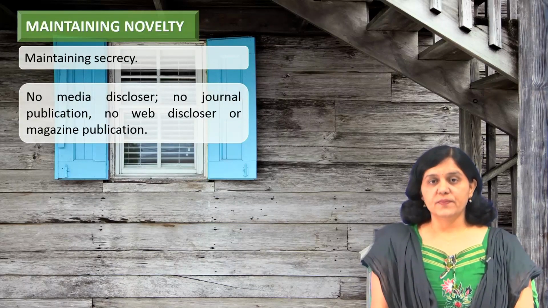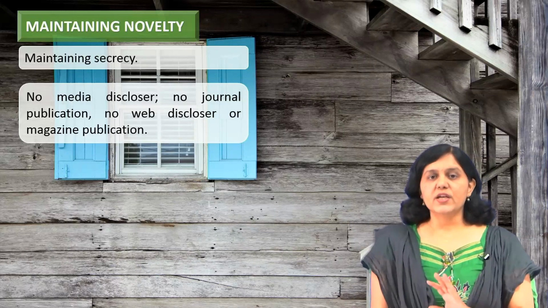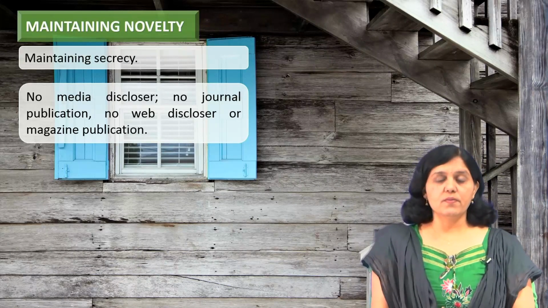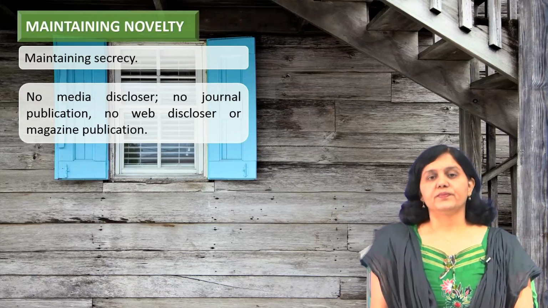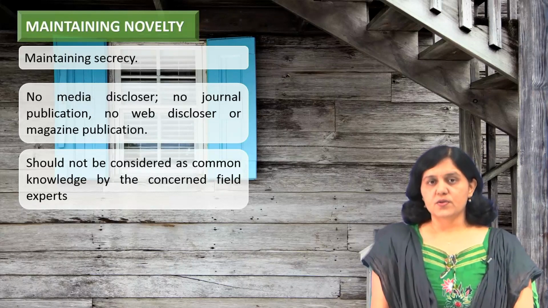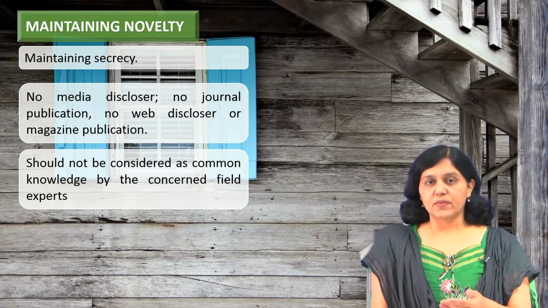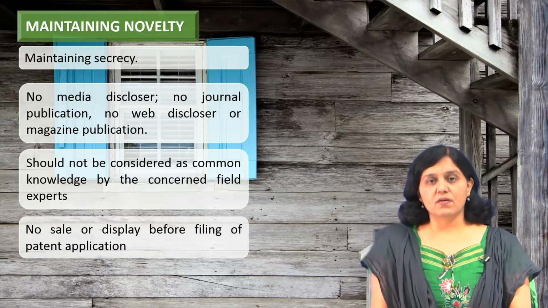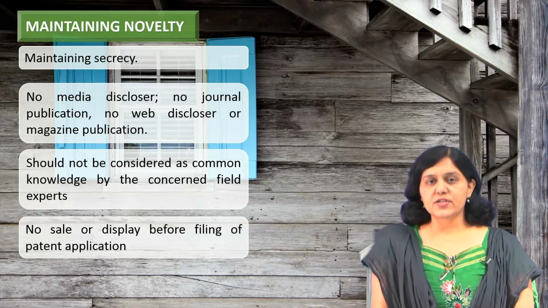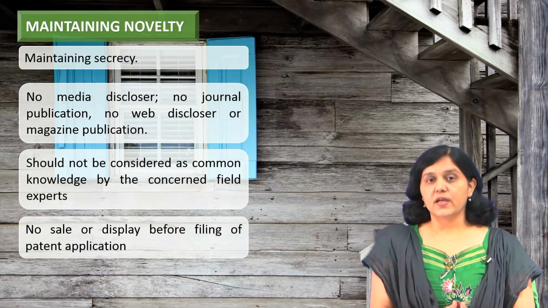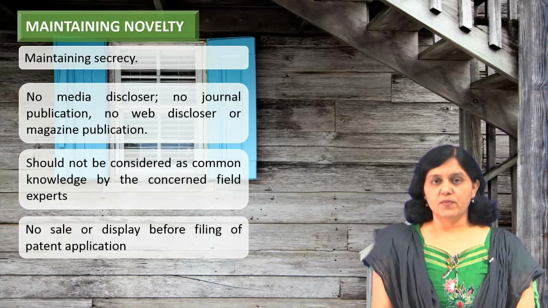There should not be a media disclosure, journal publication, web disclosure or magazine publication. So, we have seen that publication should not be anywhere, not only research publications, but there should not be any media, web or magazine disclosure, nothing. So, no publication. Next, what you are thinking of as a novel product or process should not be common knowledge among concerned field experts. The persons working in that domain should not be aware of that particular thing which you are claiming as new or novel. Next, there should not be sale or public display. If you are showing it in exhibitions, that public display or sale at any place is not allowed before the filing of the patent.